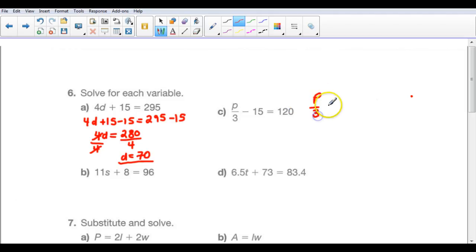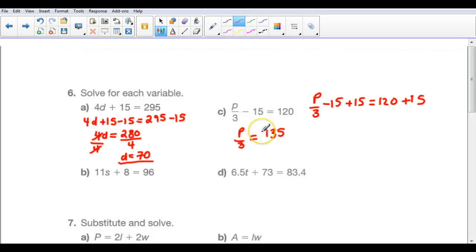P over 3 minus 15 plus 15 is equal to 120, but what I do to one side, I have to do to the other. So if I added 15 to this side, I have to add 15 to this side. So I end up with P over 3 is equal to, because this negative 15 and positive 15 cancel themselves out to 0, and P over 3 plus 0 is still P over 3, is equal to 120 plus 15, which is equal to 135.